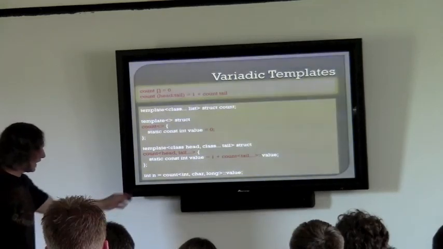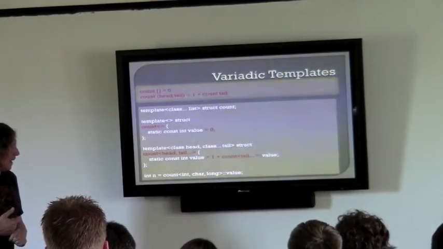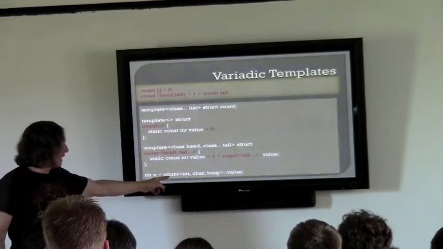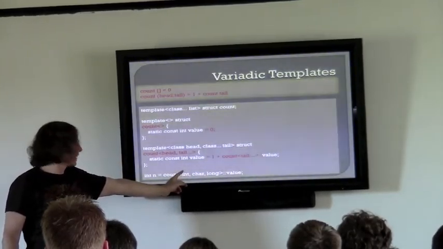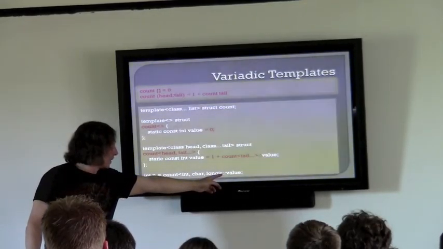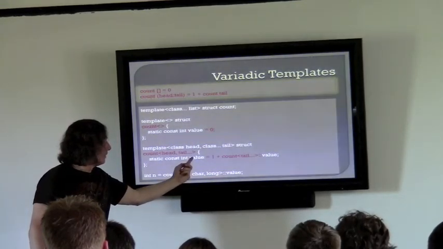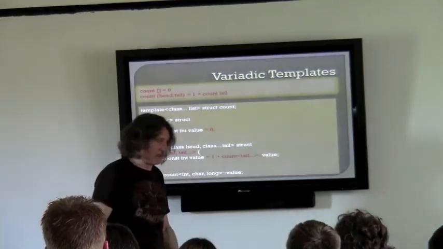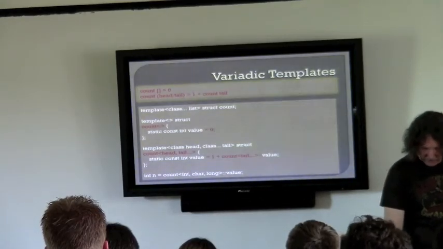So that's nice. This is how you use it. This is a compile time function call. You instantiate count, let's say, with 3 arguments, which are types in this case, and you put colon colon value to get the result. It's an integer, and you can then use this integer at runtime if you want. So there's this bridge to runtime.